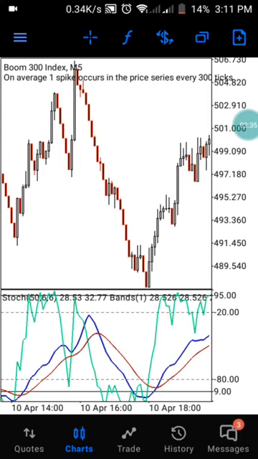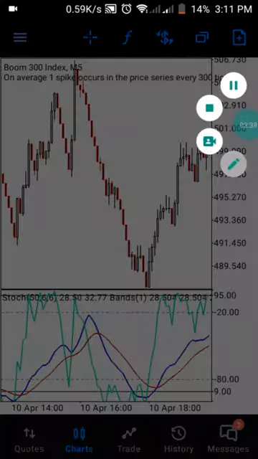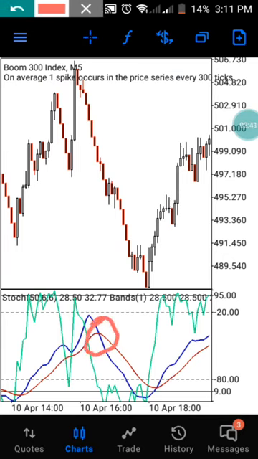When the two cross each other, it helps you identify the time to enter your trade. You see, when they cross each other, you enter your trade, and you have your stop loss at this level, which is the highest spike before that particular time. You have it there. Then you have your take profit at this level, you see, at this level.